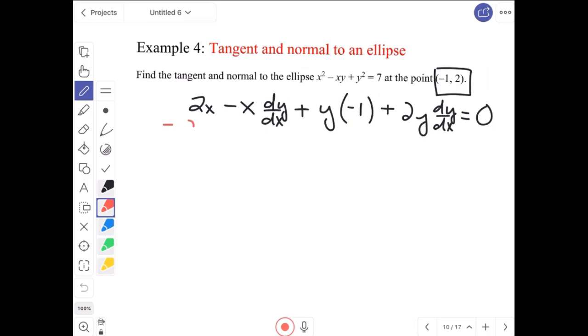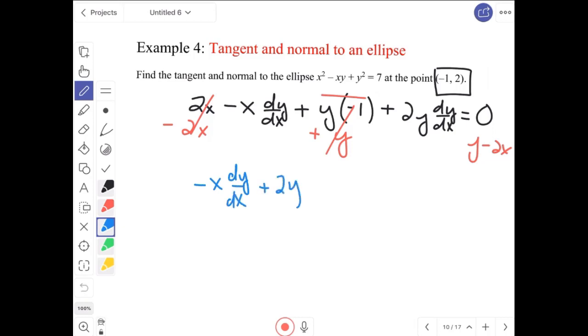Okay, now again we have to get all of our dy/dx's onto one side. So I'm going to get rid of this 2x, and then this is going to be a -y, so I'm going to say plus y on both sides. And then I'll also just switch that around, so I have y minus 2x. Alrighty, so we have -x dy/dx plus 2y dy/dx is equal to y minus 2x.